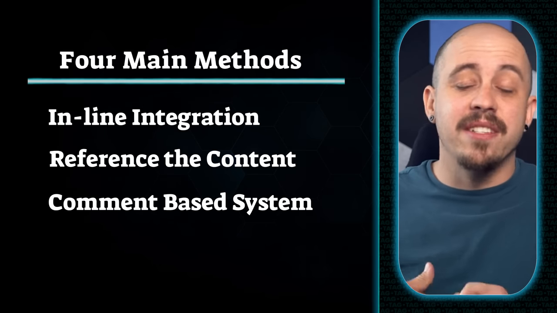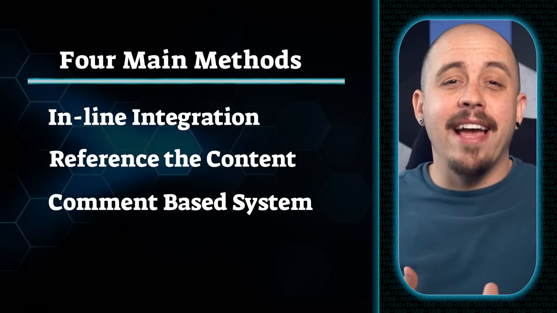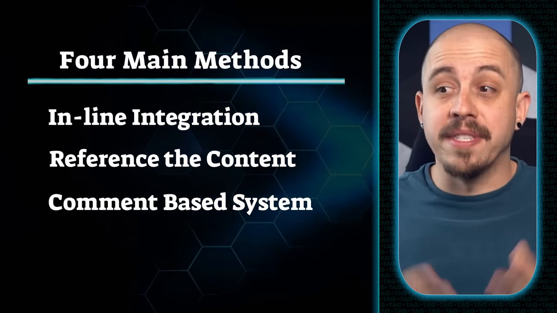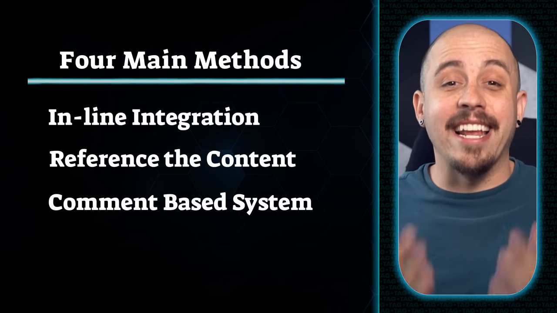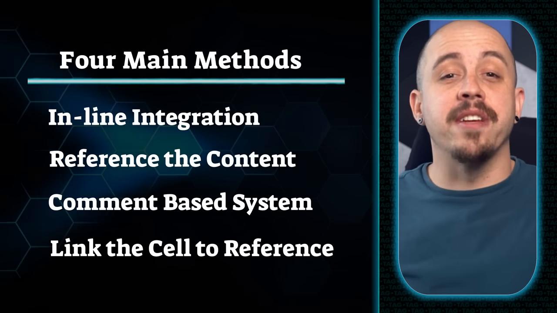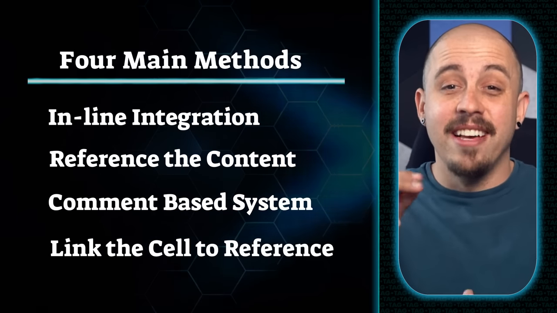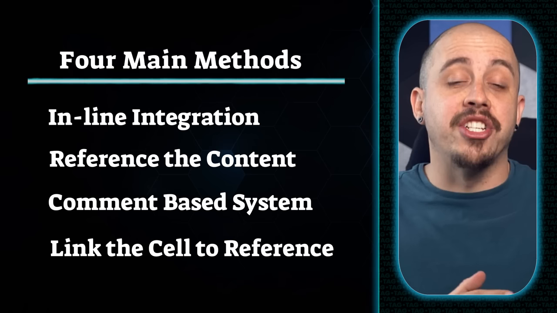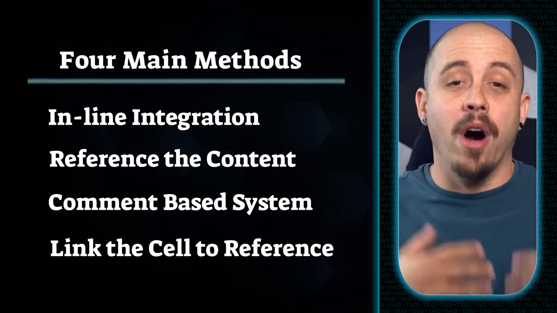Now, this isn't totally accessible, and the advice is to use this comment-based system for when the data is supplementary. And then finally, the fourth option, we're actually going to link the cell and have it jump the user to the location where the reference or the note occurs. Let's see what those things look like now.